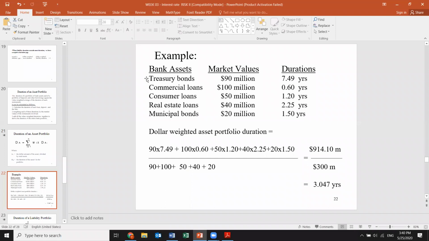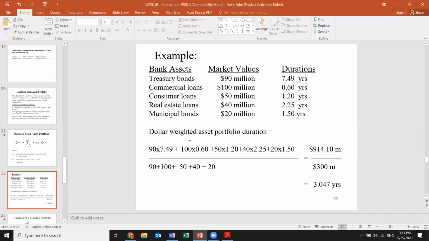Here's an example. We have a bank's assets with market values: treasury bonds, commercial loans, consumer loans, real estate loans, and municipal bonds, with the corresponding values 90, 150, 40, 20, respectively, and with calculated durations. Durations, I mean how many years it requires to cover the investment cost. And their weighted averages are already given, like 0.49, 0.60, 1.20, and 225, and 150 for each instrument.